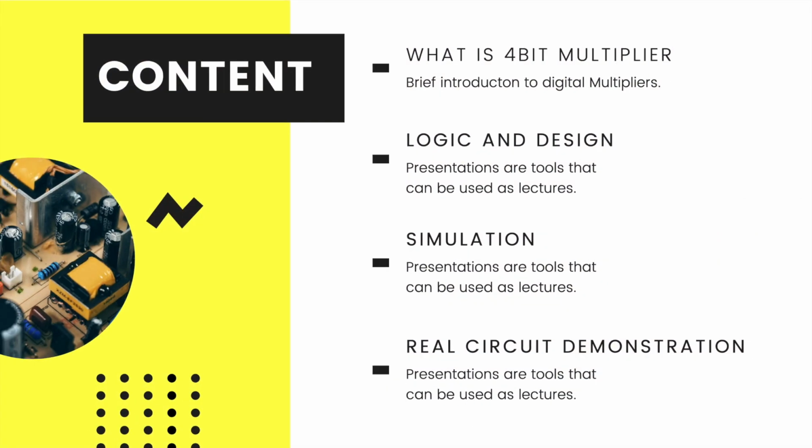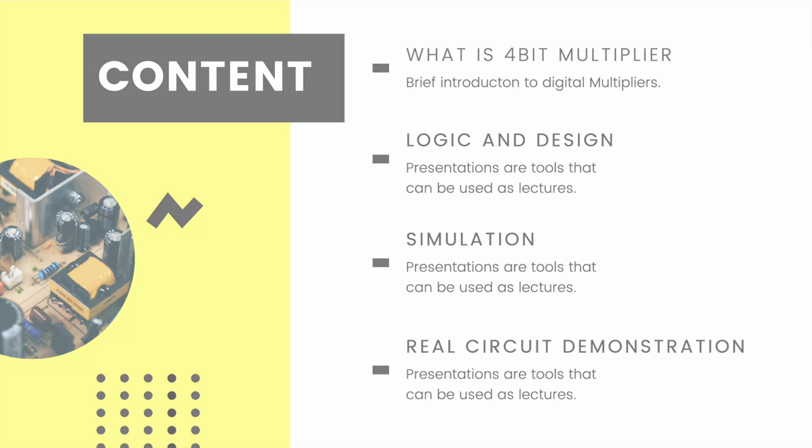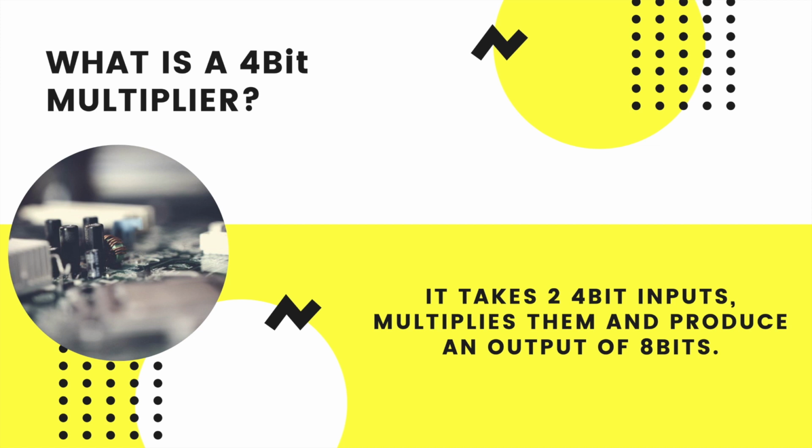In this video we are going to show you about the 4-bit multiplier, also known as 4x4 binary multiplier, its logic design, its simulation and real-life circuit demonstration. A 4-bit multiplier is a part of bit multipliers which are used as basic components of building various important devices such as microprocessors, DSP and ALU in computers. What it basically does is that it takes two binary numbers as inputs, multiplies them, and gives us the output.